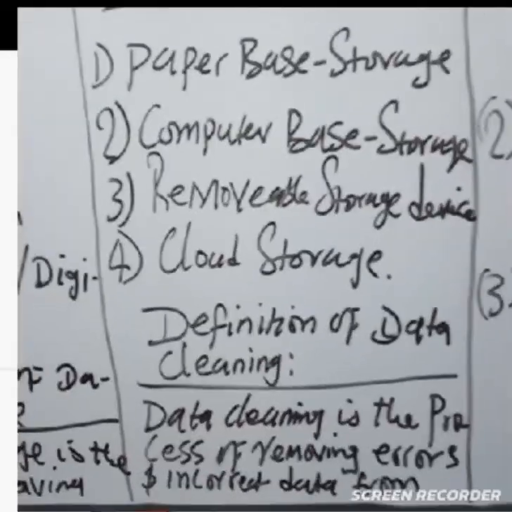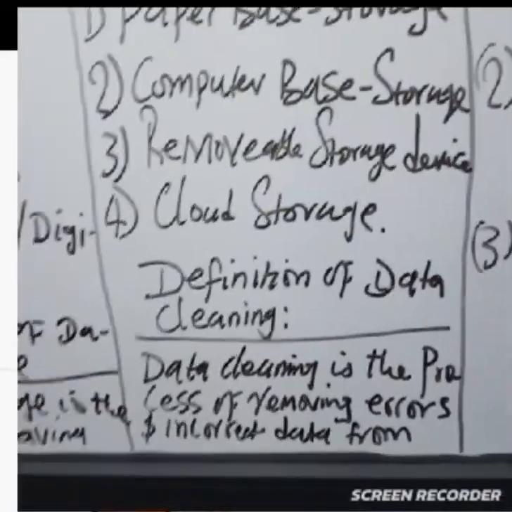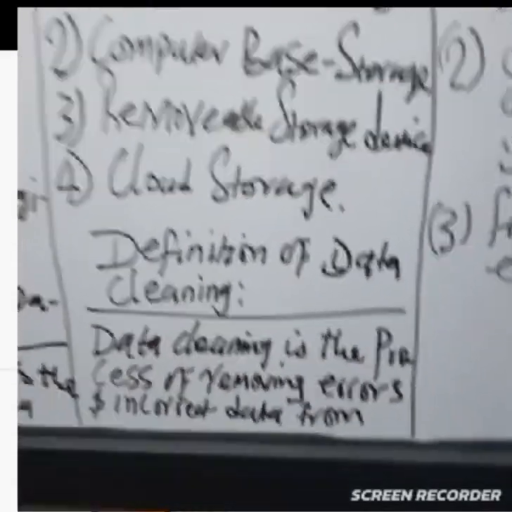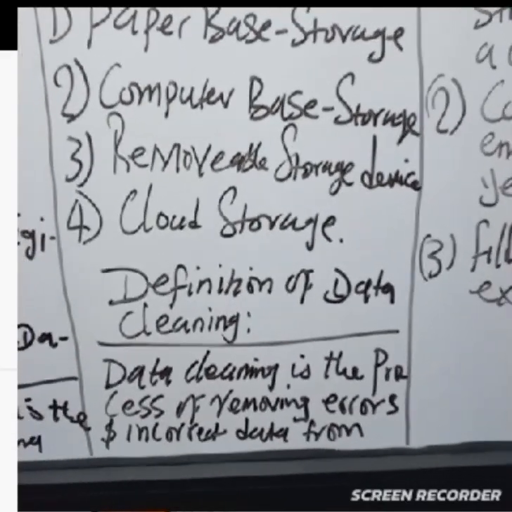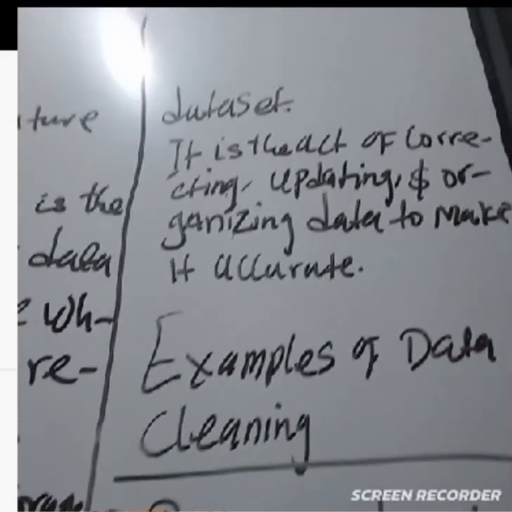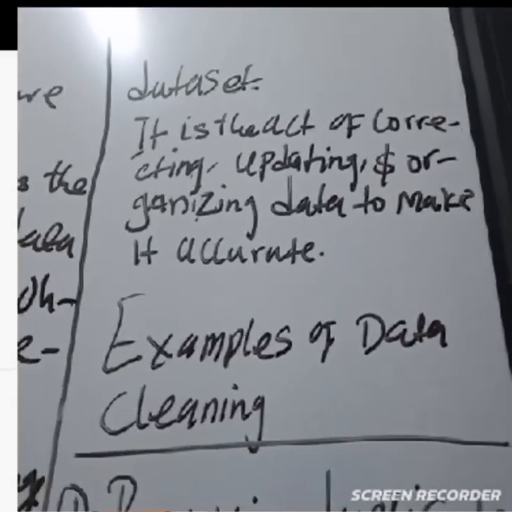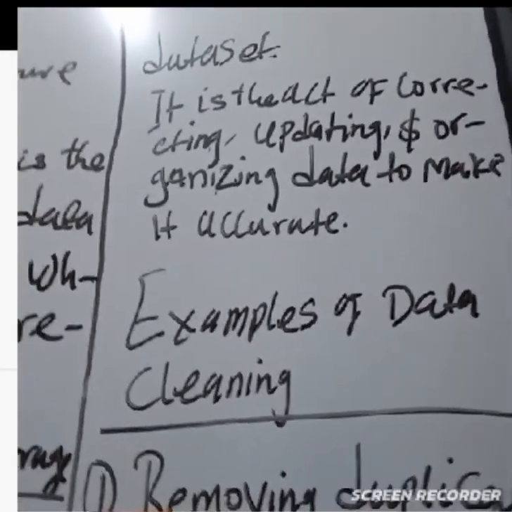Now let's move on to the last objective, number four, which is to define data cleaning and give examples. Now, definition of data cleaning. Data cleaning is the process of removing errors and incorrect data from data sets. That is number one.